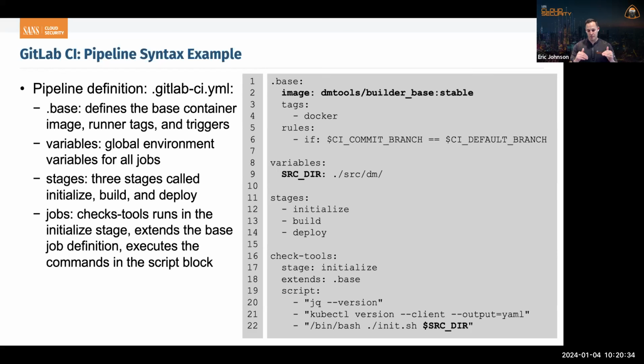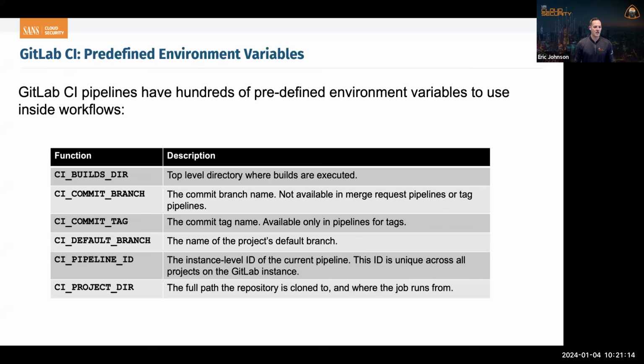And then if all that's good, I'm going to kick off an init.sh script. And I can even pass in that source directory variable that I declared up there on line 9. And GitLab will pick that up. And at the end of it, all it's going to really do is do a Docker run on dm tools/builder base stable. It's going to start that container up using that base image. And then it's going to run init.sh and it's going to go process some code that's inside of that script against that source directory. And you can take that concept and just run with it, start automating whatever workflow you are trying to automate in your CI/CD pipeline.